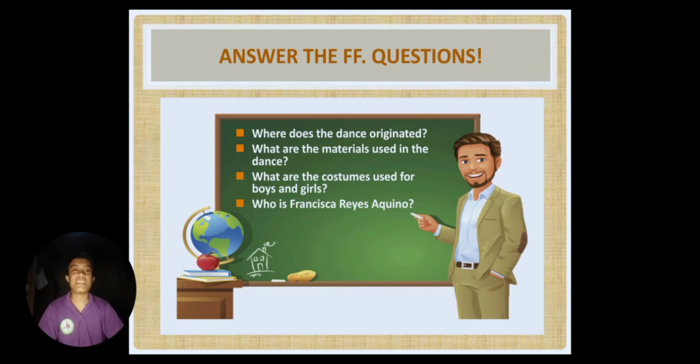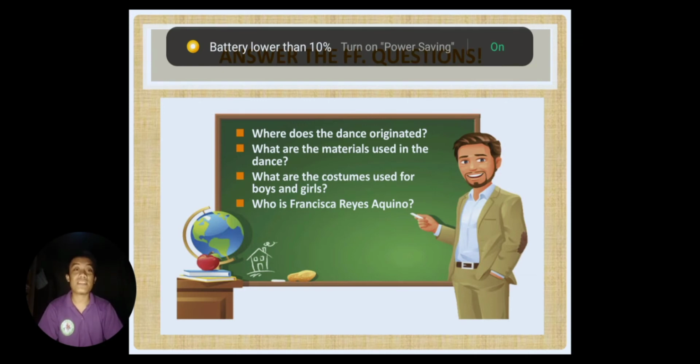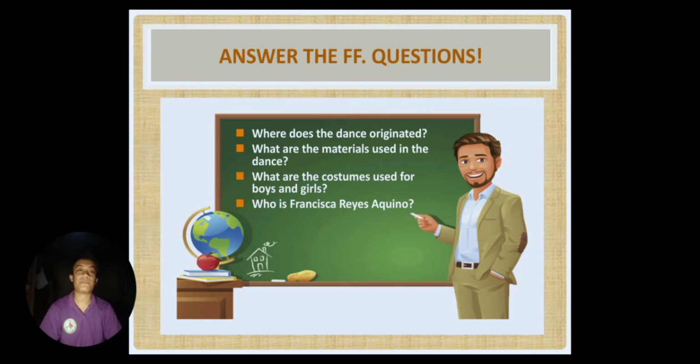Very good. So next, what are the costumes used for boys and girls? So for boys, we have camisa de chino and red pants or trousers that may vary or may be of any color. While for girls, we have the chiesgo skirt and kimono with loose and long sleeves and soft panuelo.